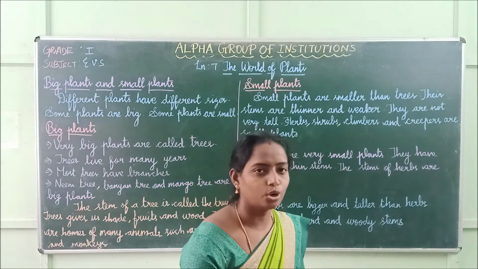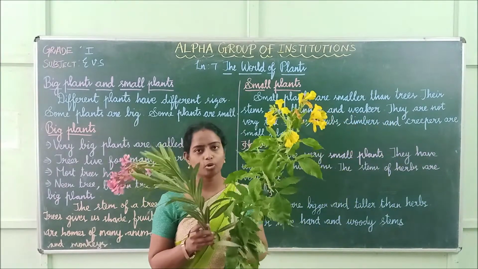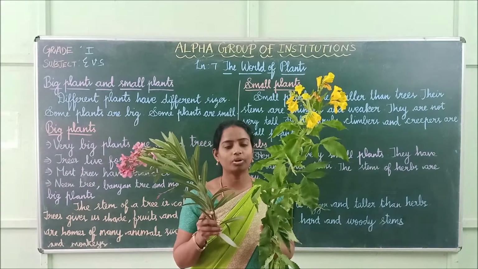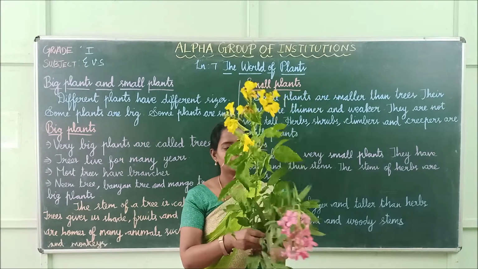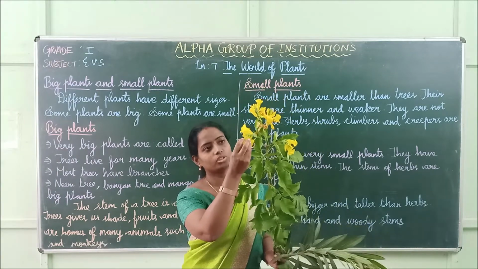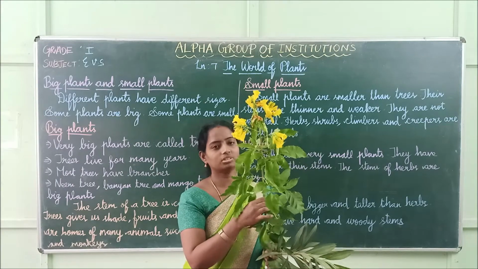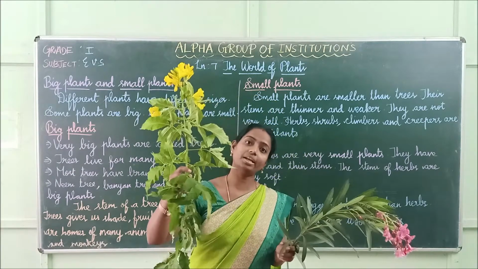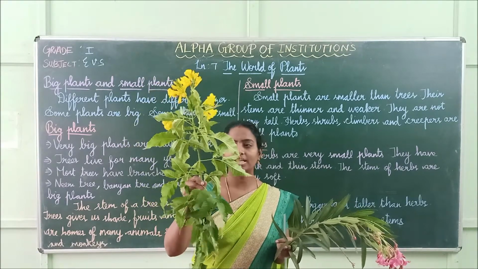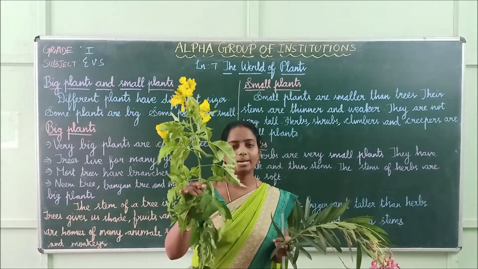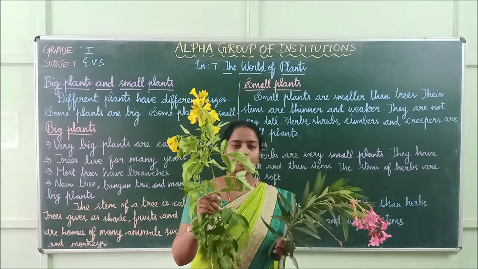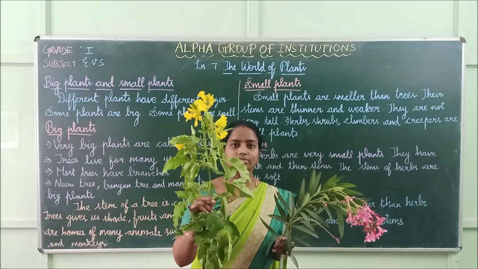I am going to show you these plants. These plants grow very big, so they are called trees. See, this has many branches and it has a flower also. See, yellow color flower. These plants grow very big in size, so that also is a tree. I showed you only one branch. This is also a tree only. I am showing you only one branch of this plant.